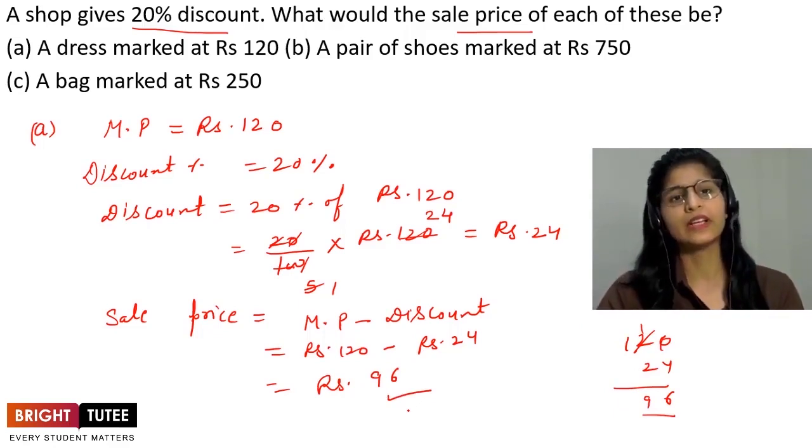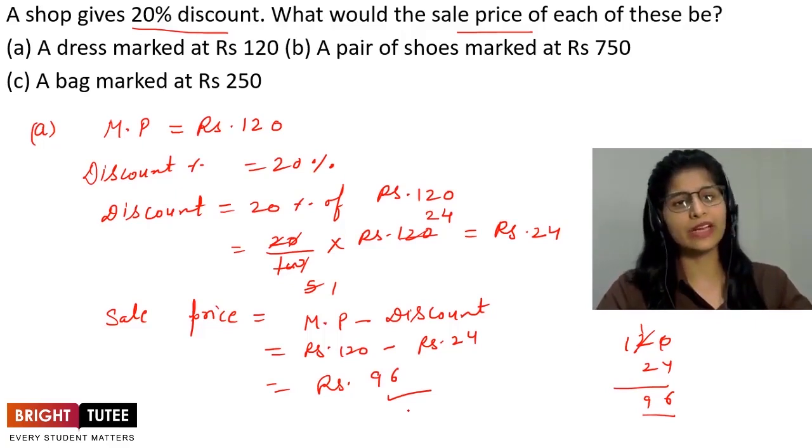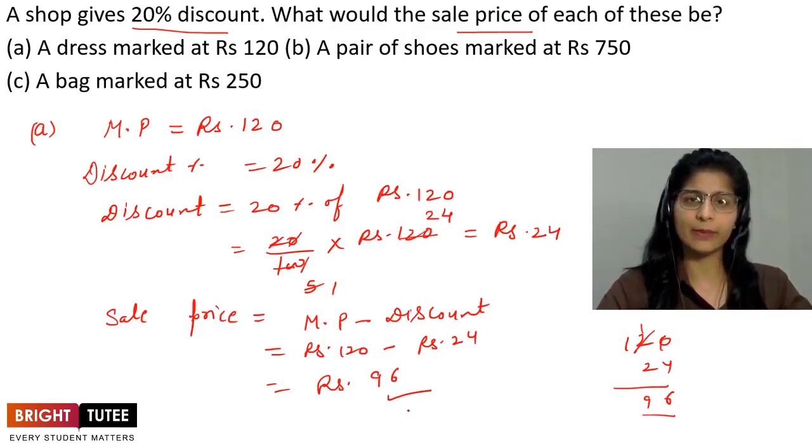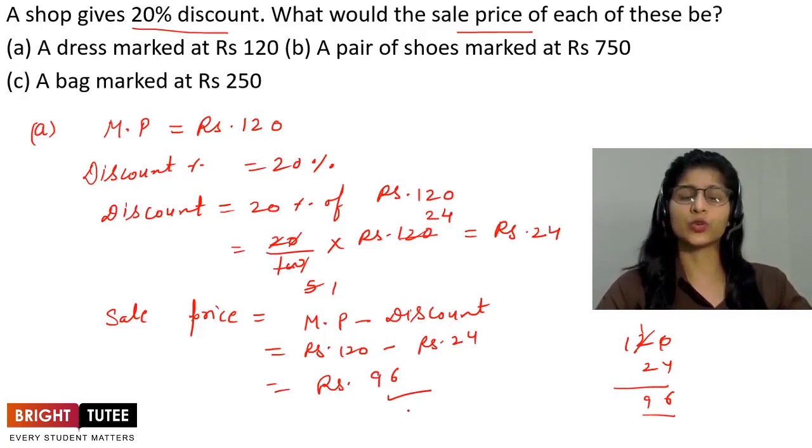What are we given? A discount of 20% and the marked price is rupees 120. Discount is always on the marked price. So we are given 120 as the marked price. We calculated 20% of 120, that is rupees 24. That means 24 is the discount given on this item, and then sale price is marked price minus discount, and we get the sale price. Clear?